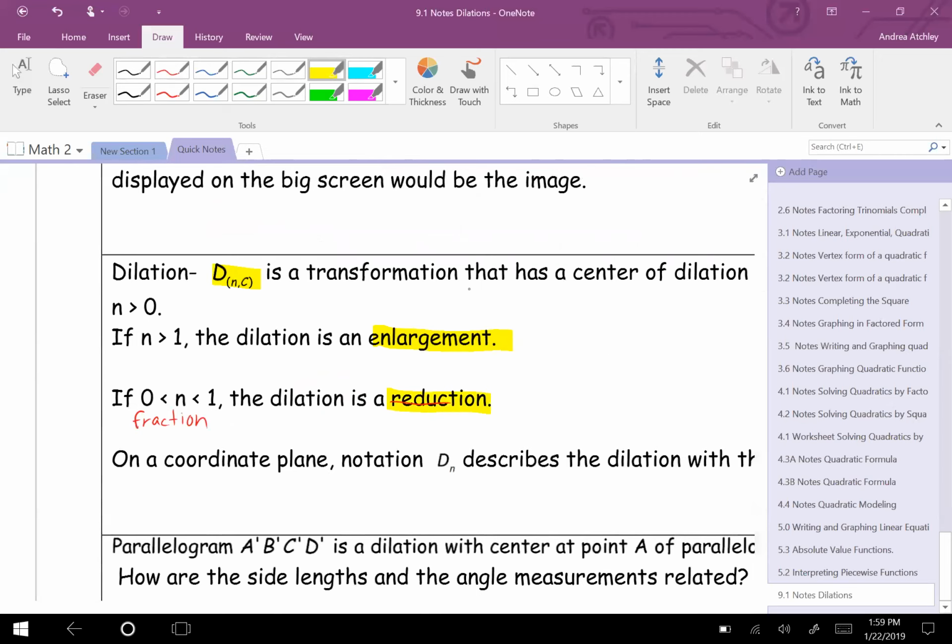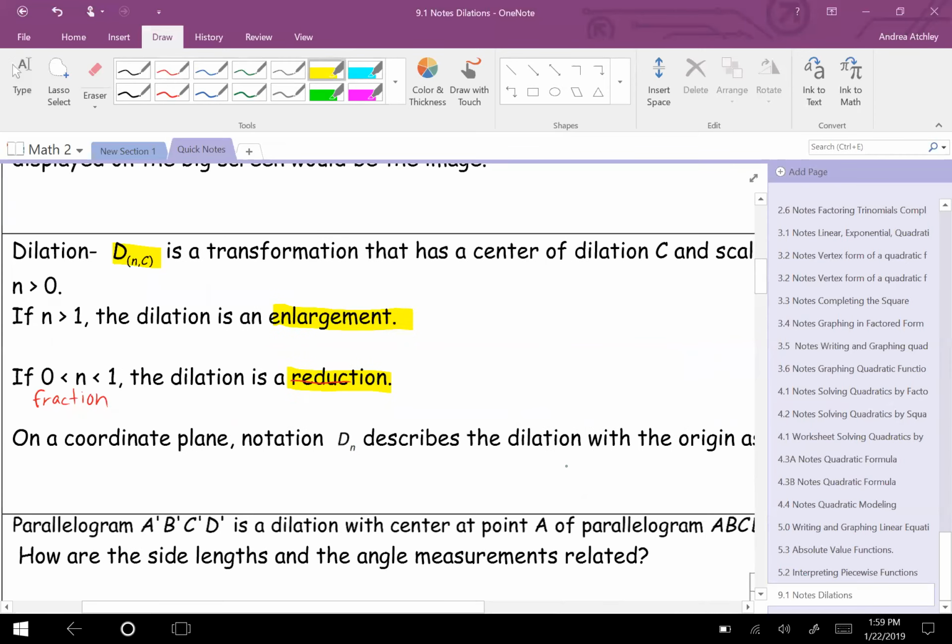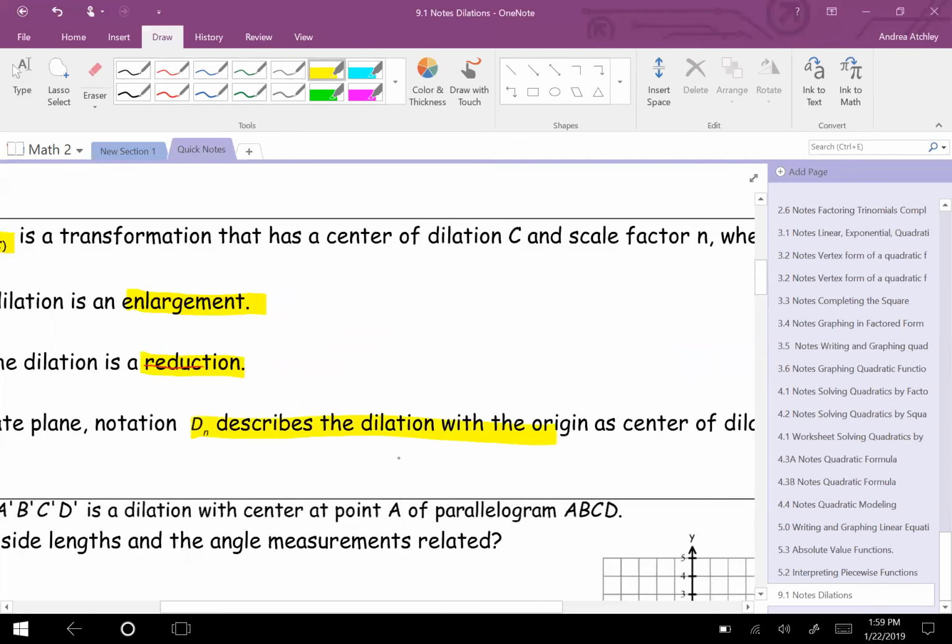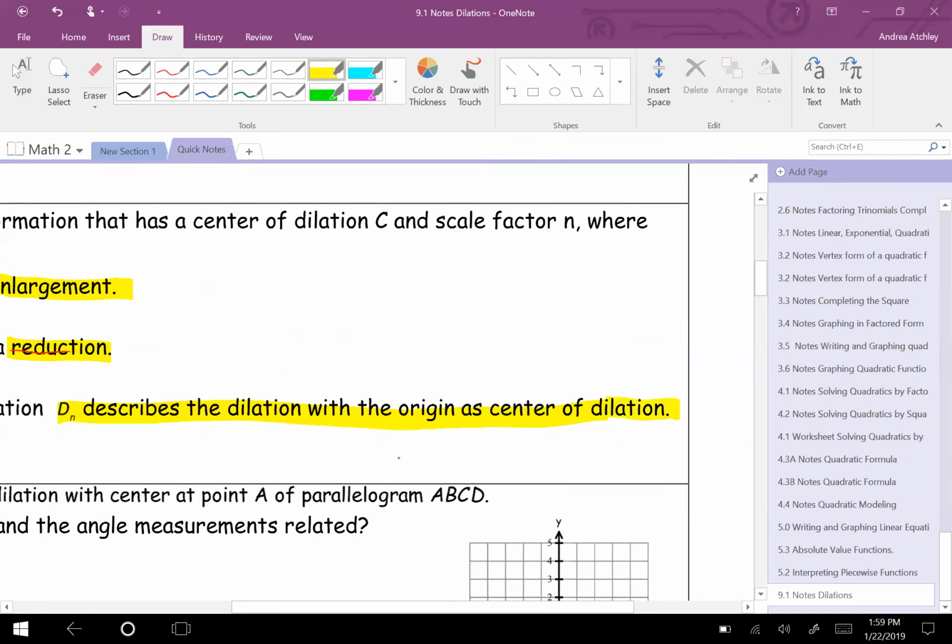Okay, on coordinate plane notation, D_N is written with the coordinates, and if the center C is at the origin, then you're at (0, 0). Any questions over that? Okay.